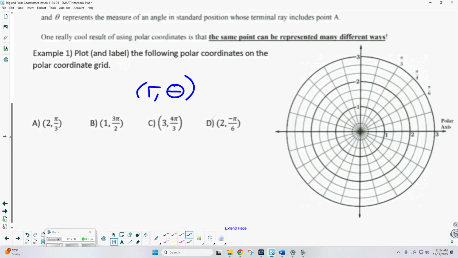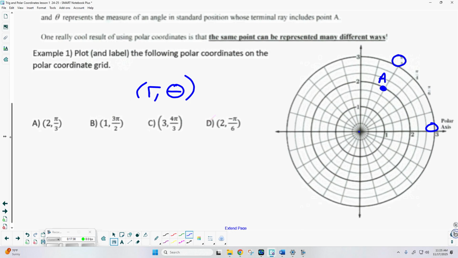So let's start with A, the point 2, comma, pi over 3. So remember, you don't start with the radius, you're going to start with the angle. So you still have 0 radians. We're going to start on the polar axis. Okay, and I'm going to locate pi over 3. So pi over 3 is right here. Now from the pole, remember that's the origin, I'm going to go towards the angle, the length of my radius. So in this case, I'm going to go 2 units out. So point A would be right there.